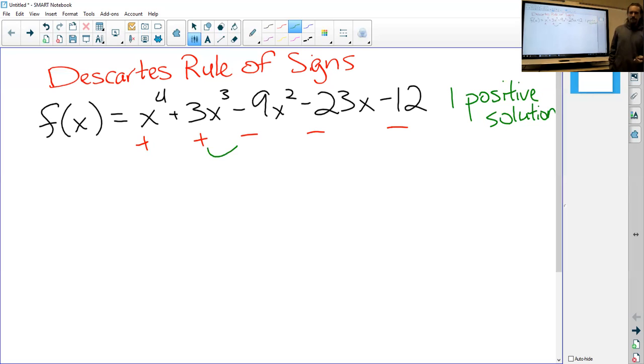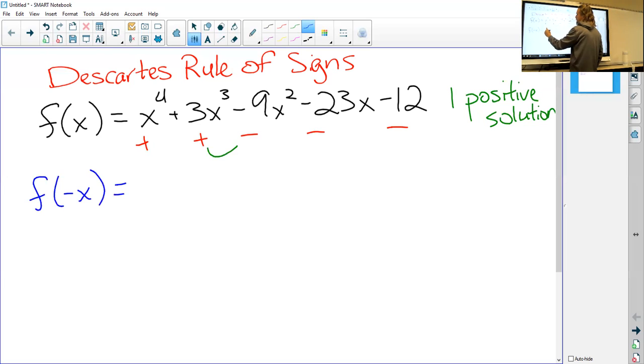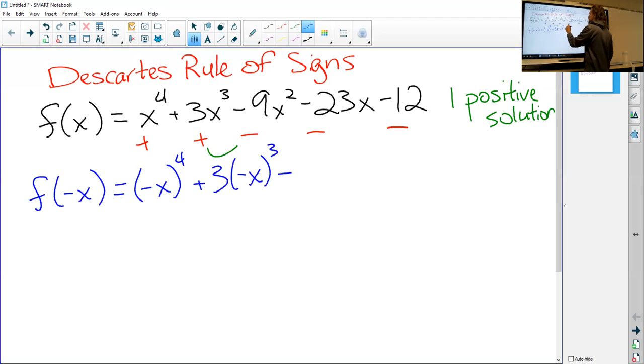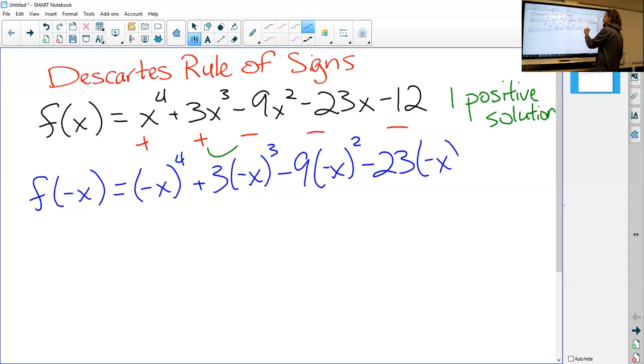And then what if you want to know how many negative solutions there are? Well, that's why we practiced doing f of negative x yesterday. So I'm going to rewrite my original function, only I'm going to replace all my x's with negative x. Negative x to the fourth plus 3 times negative x to the third minus 9 times negative x squared minus 23 times negative x minus 12. Okay?